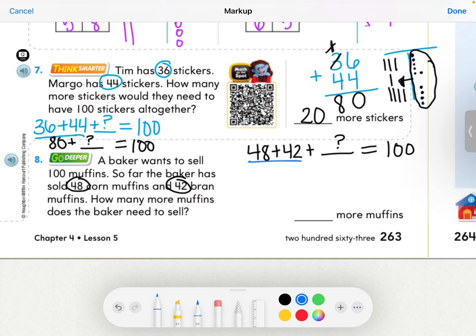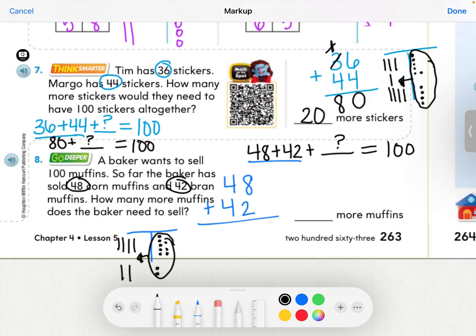Again, I want to solve it the way that we've been practicing today. So I'm going to write my math sentence, 48 plus 42, and I'm keeping my ones aligned with my ones and my tens aligned with my tens. I'm going to draw my picture over here, though. I've got 4 tens and 8 ones. I've got 4 tens and 2 ones. The first question I ask myself is, how many ones do I have? Do I have enough to create a 10? Well, 8 and 2 actually gets me to exactly 10.